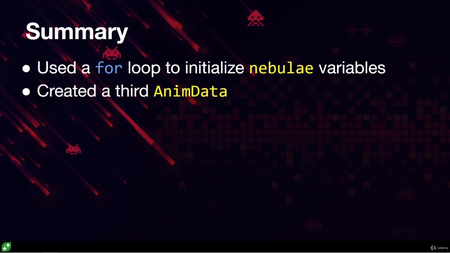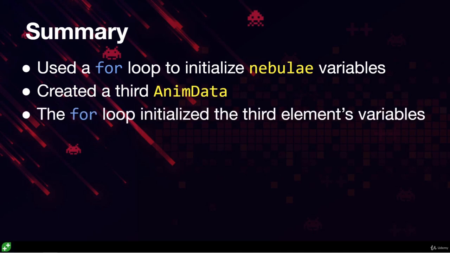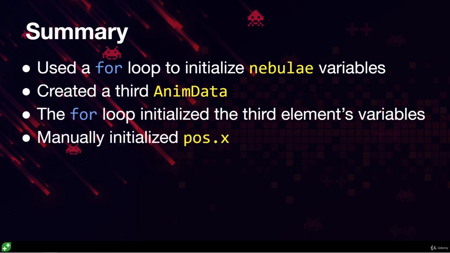So in summary, we used a for loop to initialize the nebulae variables. We created a third anim data when we changed the size of the nebulae array. Now our for loop initialized this third element's variables for us because we changed the loop condition to loop over all 3 elements in this array. But we manually initialized the pos.x for this third element because it's different than the first and second pos.x values.